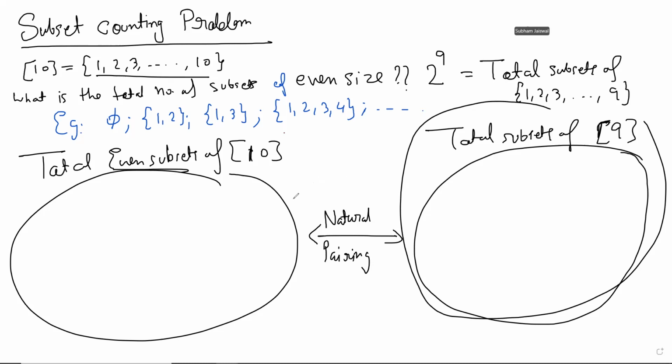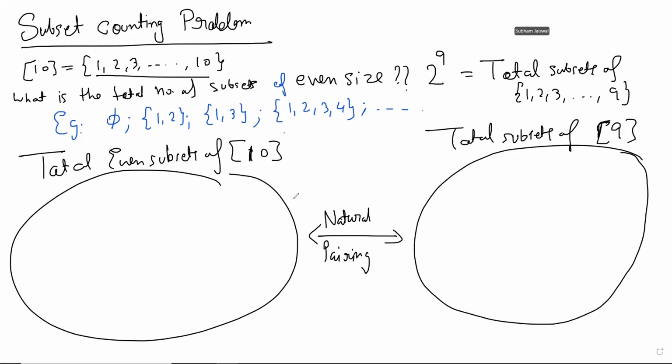Okay. So we know that there is a pairing, but we don't know if there is a natural pairing that one can get through a simple rule. So is the question clear? If it's not clear, you should ask.